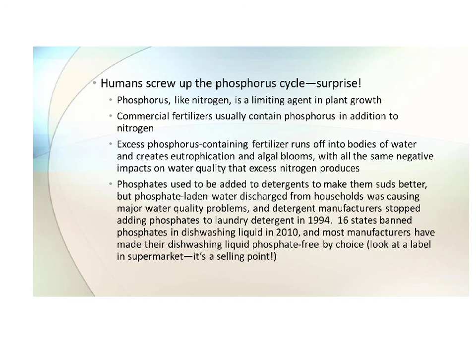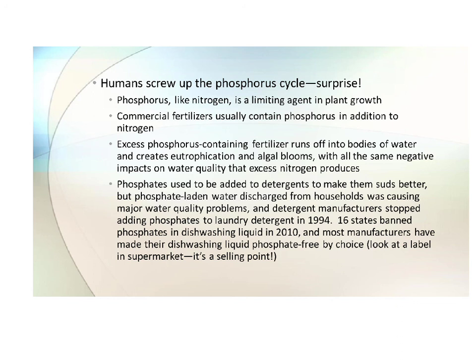So commercial fertilizers contain phosphorus in addition to nitrogen. And just like nitrogen, excess phosphorus containing fertilizer runs off into bodies of water. It creates eutrophication and algal blooms with all the same negative impacts on water quality that excess nitrogen produces.